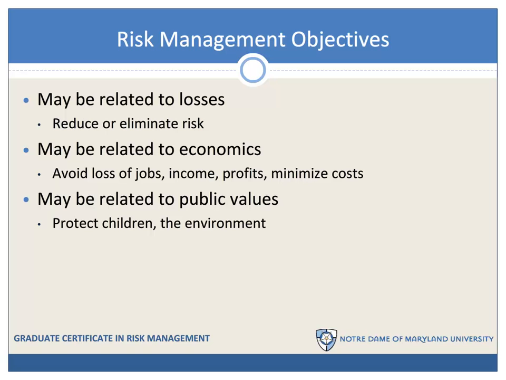So just a moment ago, we were talking about how objectives should reflect those values that are most important in the decision-making process. So, for example, in a very general sense, these values may be related to losses, where we want to reduce or eliminate risks of loss. They could be economic values. We're trying to avoid the loss of jobs or income, profits, trying to minimize cost. Or they could be related to public values like protecting children, protecting the environment, and so on.